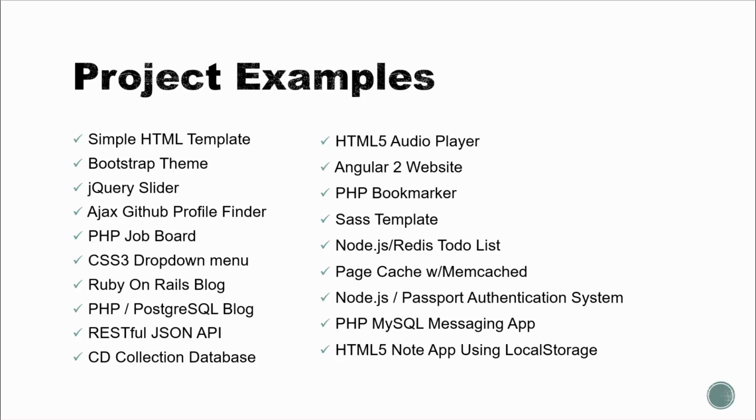Now, this is a list of just some of the projects that are included. It's not all of them. And there's projects of all sizes. There's big applications, there's mini projects, and then there's just simple code samples. All right, so we have a simple HTML template. I'm just going to go through these really quick.